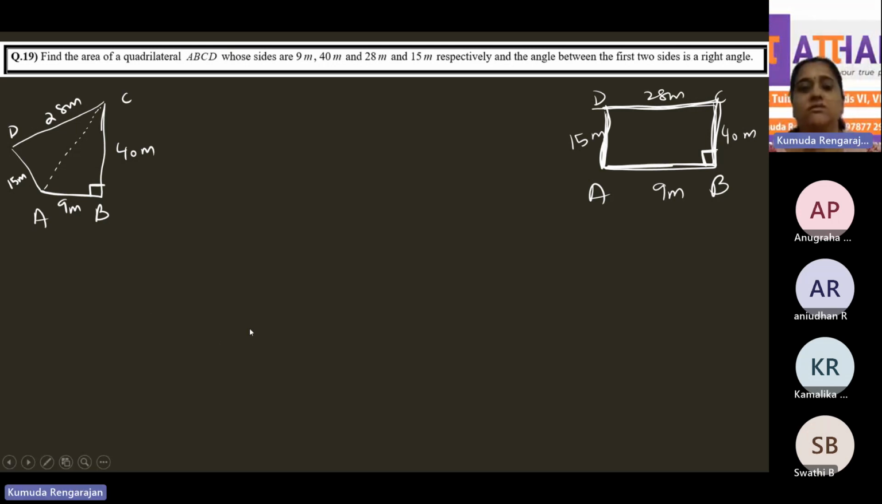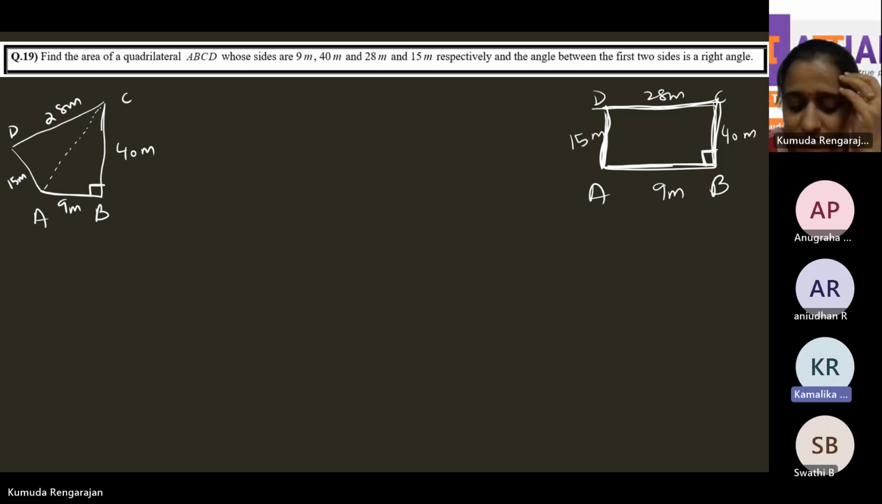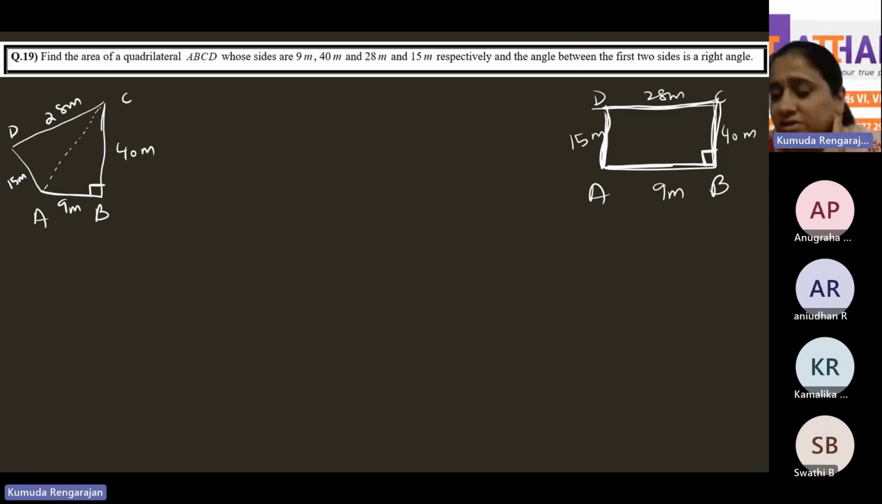What's the answer, children? Final answer, online students? 306 meters square. Okay, Anirudhan, same answer, 306 meters square. Centimeter square, ma'am. Okay, centimeter square.